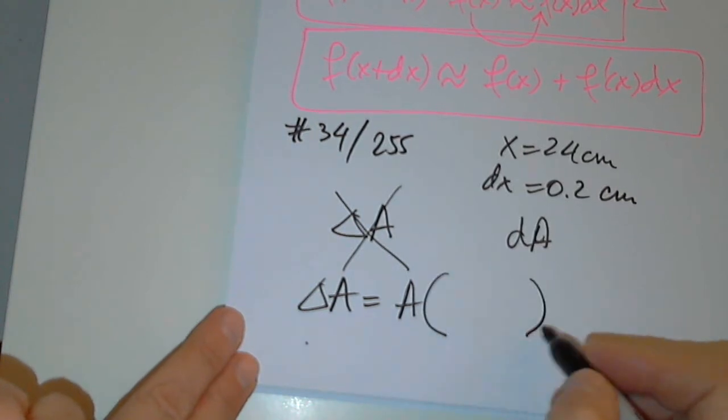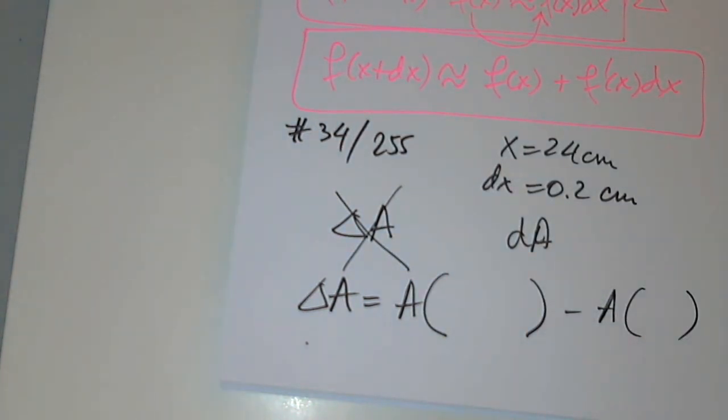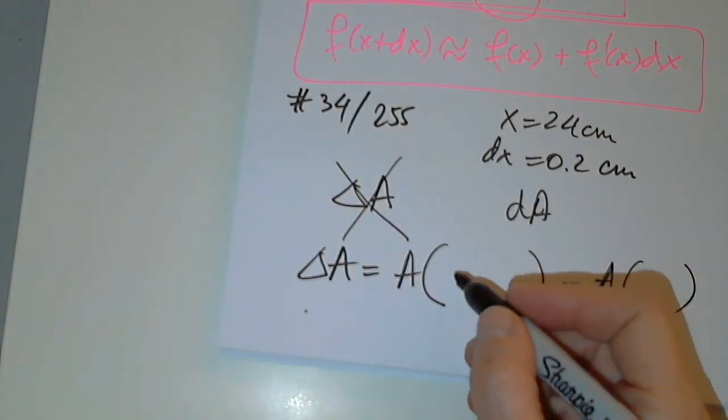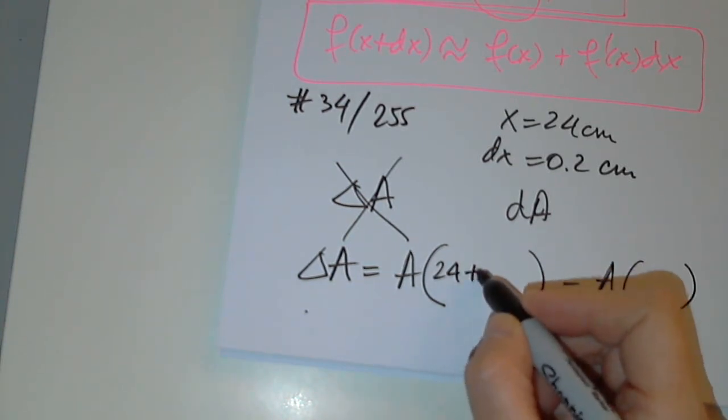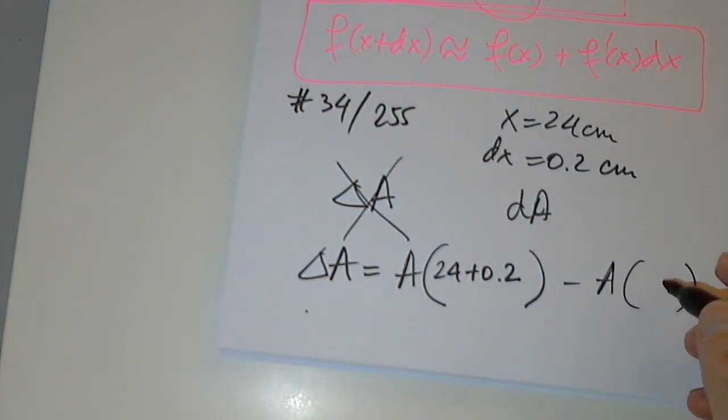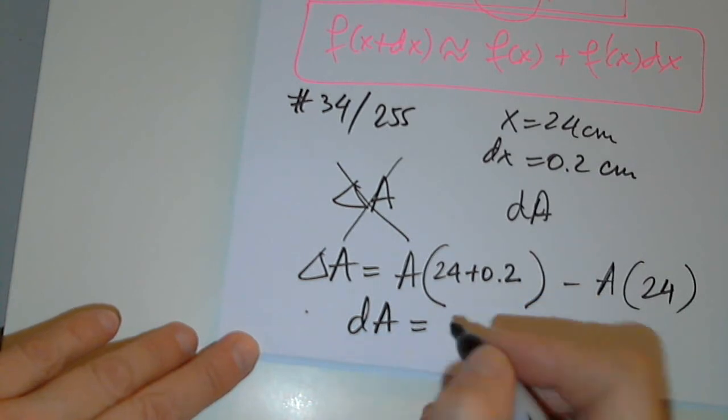How do I determine? In case I'm asked to find the exact change, how will I determine the exact change? The area of minus the area of. The area of, 24, exactly, and minus the area of, exactly. That will be the exact. But this is not what we are asked to determine. We're asked to determine or estimate the error. What will that be?